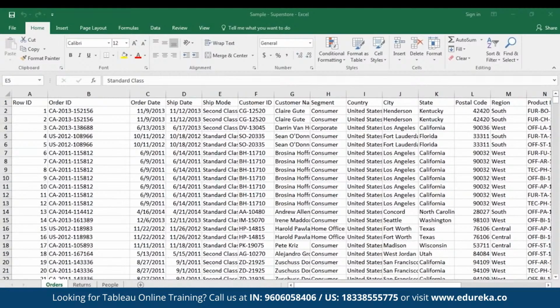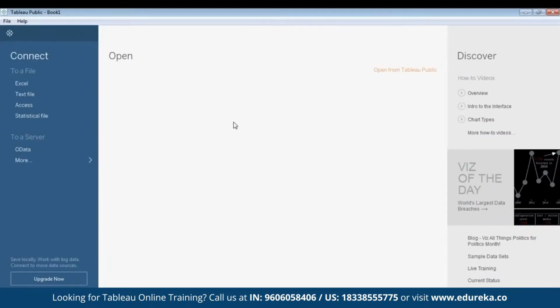So let me go to my tool now. So as I said before, I am using Tableau Public. It's free to use, okay? So this is how your interface looks like, guys. So when you open your Tableau Public, the first thing which you need to do is you need to connect to your data set. So you have multiple options over here to connect to your data set.